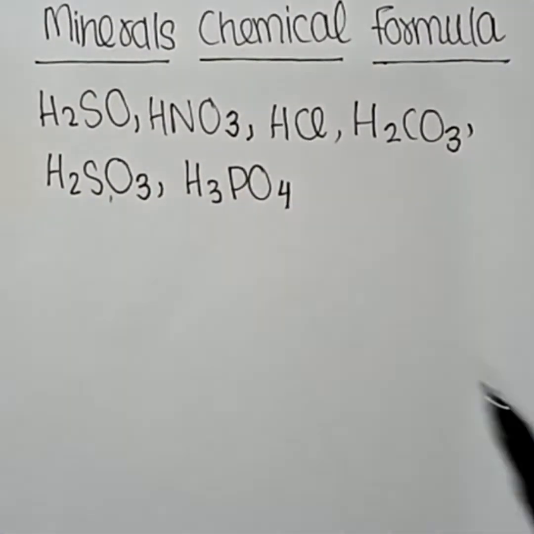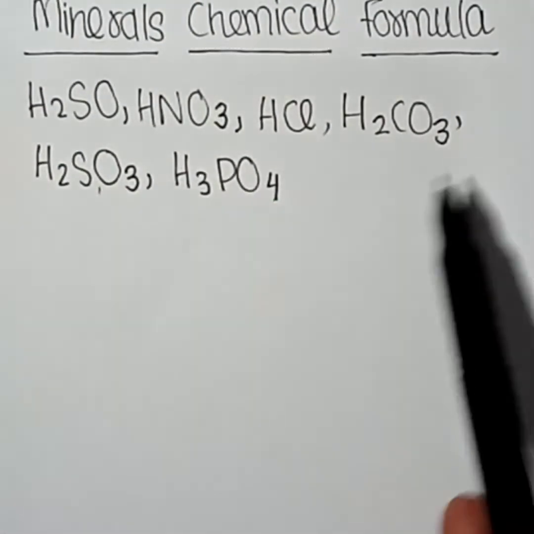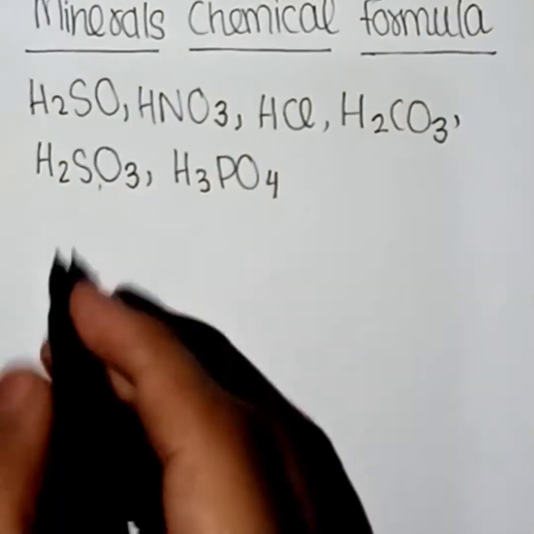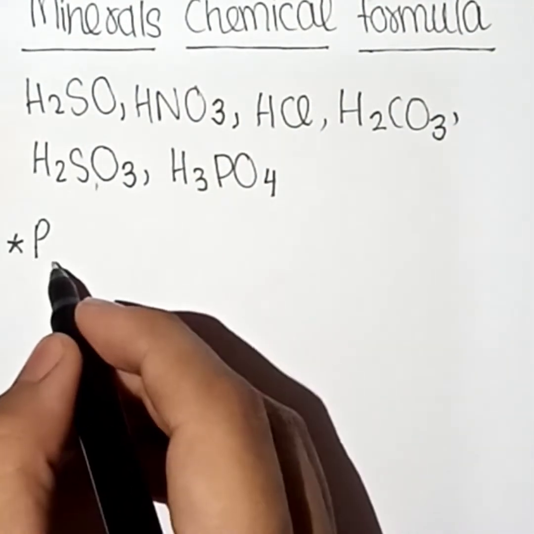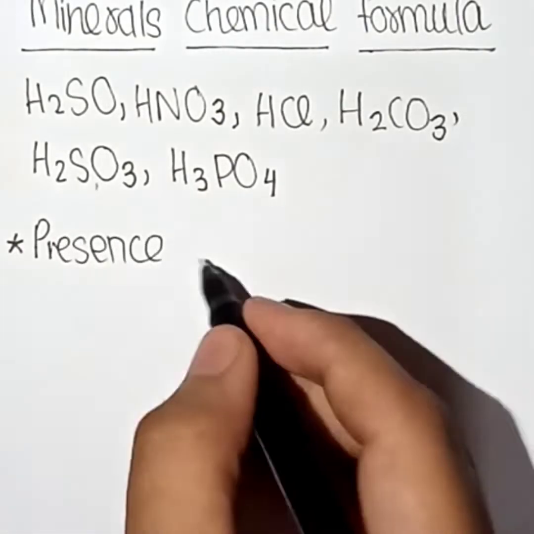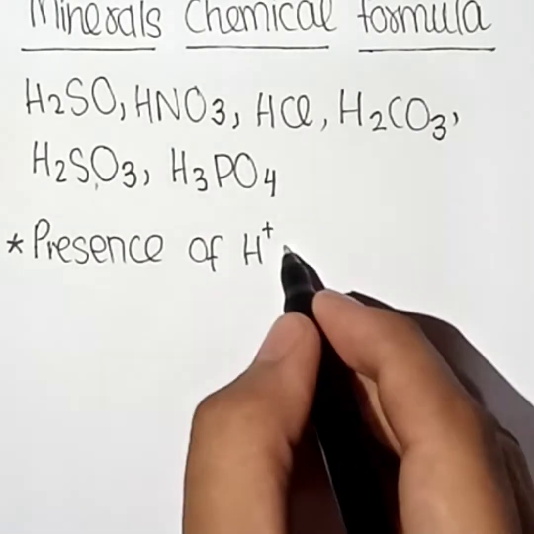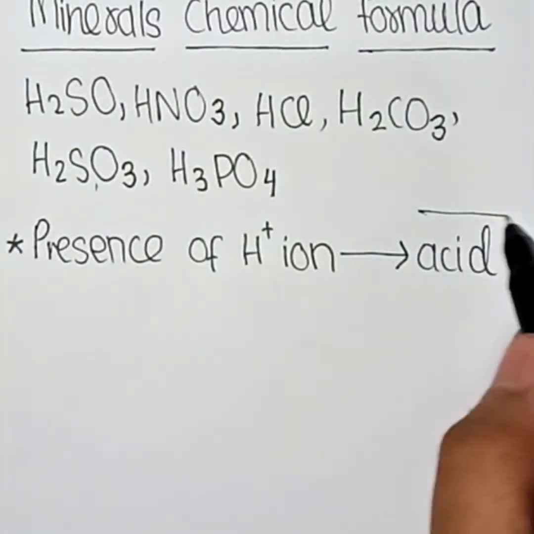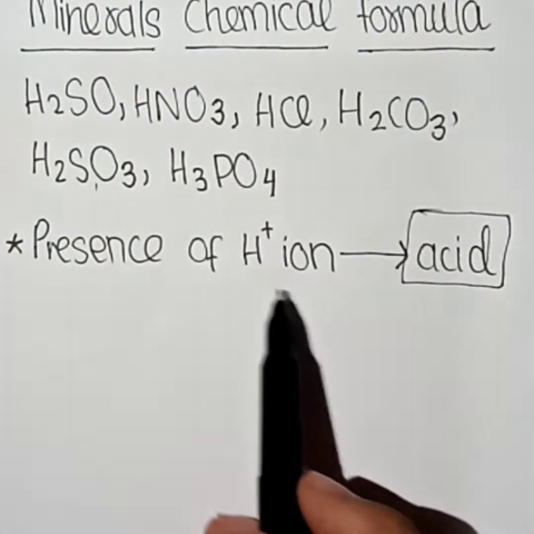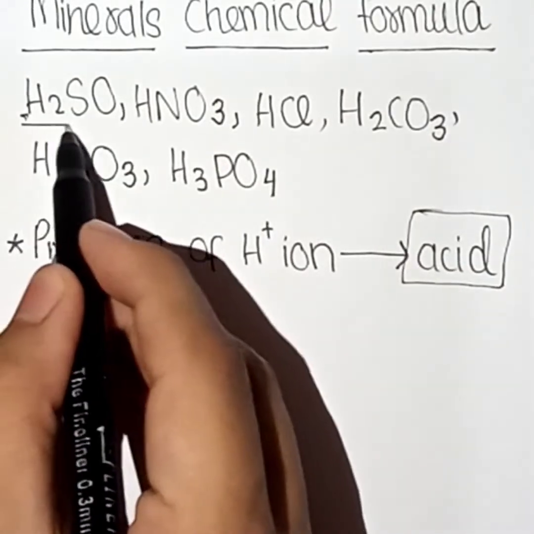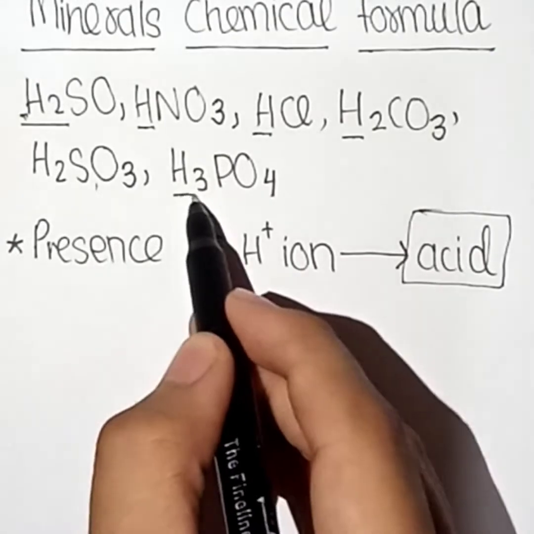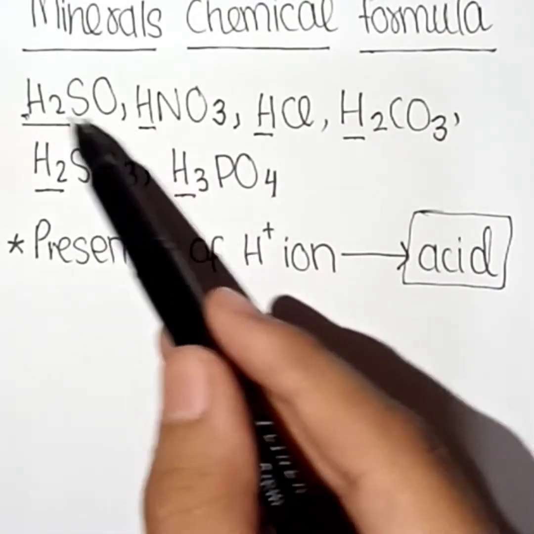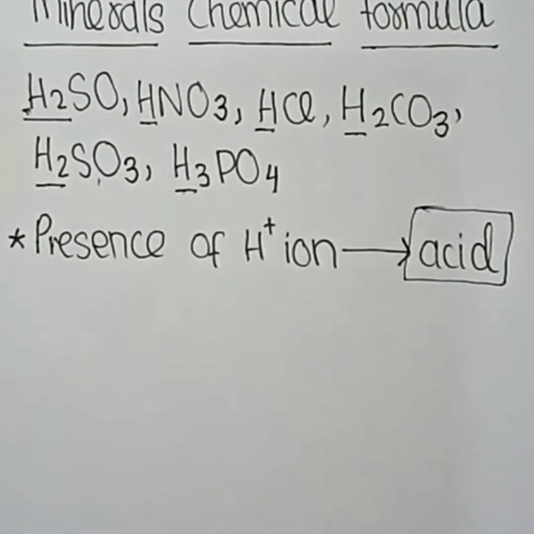These are the acids. Now one question comes: how can you represent that these are all the acids? Sulfuric acid, nitric acid, hydrochloric acid, how can you represent that these are the acids? Remember, for an acid, there is presence of hydrogen positive ion. You can represent that in each acid, hydrogen is present. This hydrogen ion shows you that this is an acid. These all are acids. Understand?